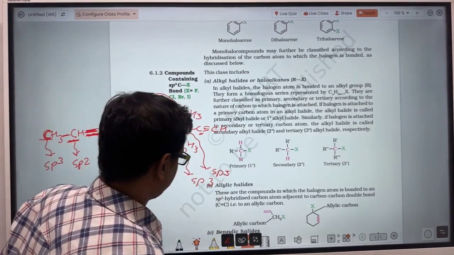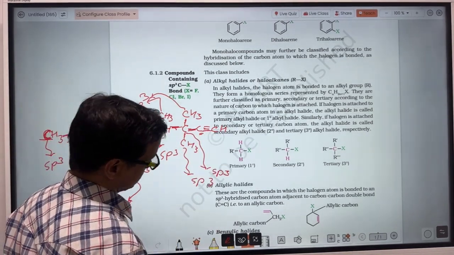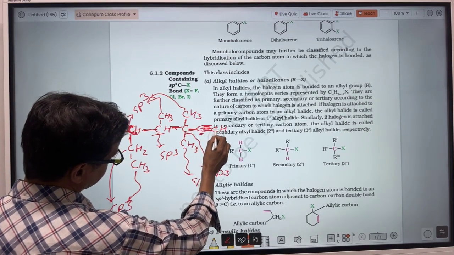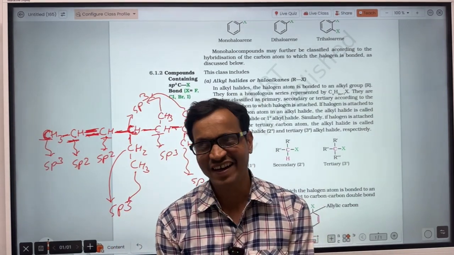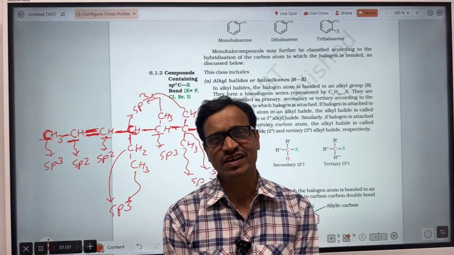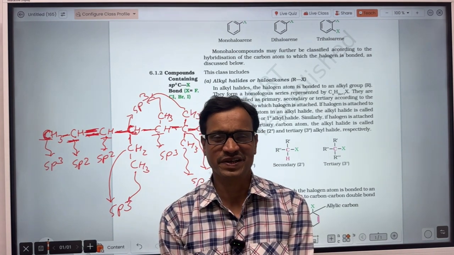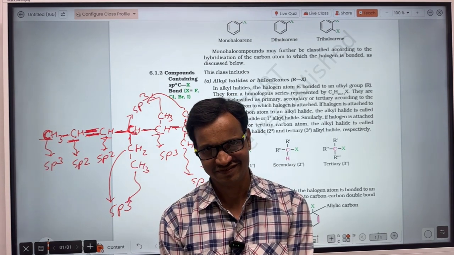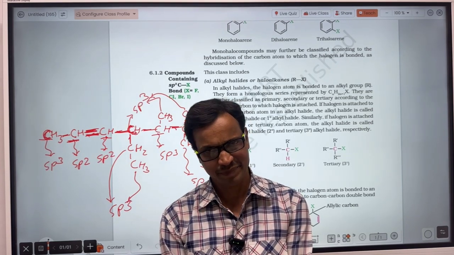Now let's see about this carbon. This carbon is forming one sigma bond with this carbon and one sigma bond with this carbon. The other 2 are the pi bond. So this carbon is forming only 2 sigma bonds. That's why this carbon needs only 2 hybrid orbitals. To form the 2 hybrid orbitals, the 2 atomic orbitals of that carbon will participate in hybridization, out of which one will be s, one will be p.